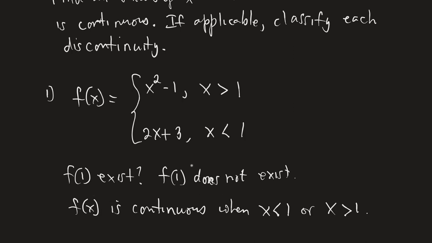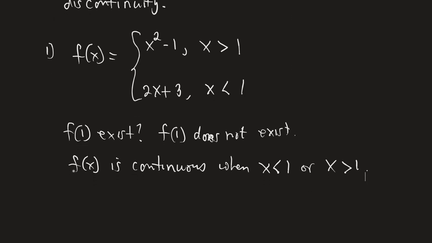This was easy because the pieces were polynomial, and we just had to go through our continuity checklist. We checked the function value, and it doesn't exist. Now, if we want to classify this discontinuity at x equals 1 as either a hole, a jump, or a vertical asymptote, an infinite discontinuity, then we would have to check our limits.